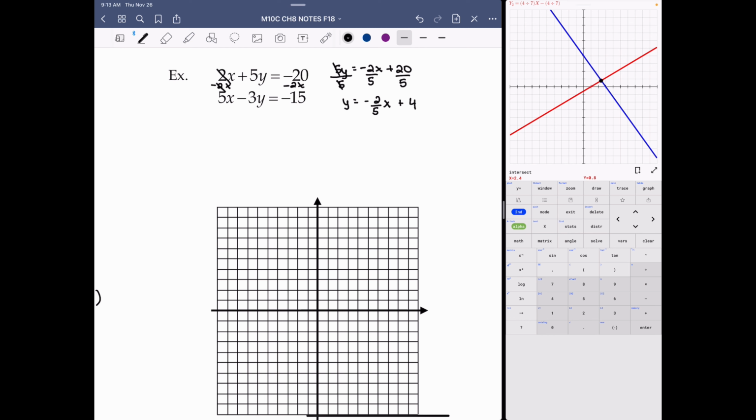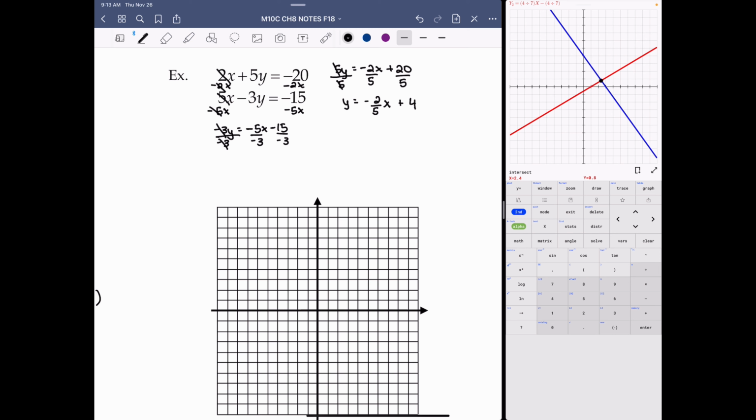Second equation, 5x minus 3y equals -15. Subtract 5x from both sides to get the y term by itself. 5x minus 5x is 0. We get -3y equals -5x minus 15. -3 times y, we want just y, so divide by -3 for all of the terms. -3 divided -3 is 1.